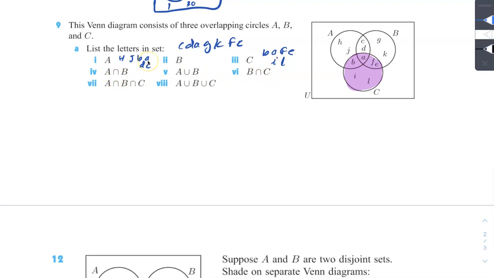A intersection B. So where is that? I want to intersect A with B. If you look at it, that is just this portion right here. That's where A and B intersect. So it's C, D, A.